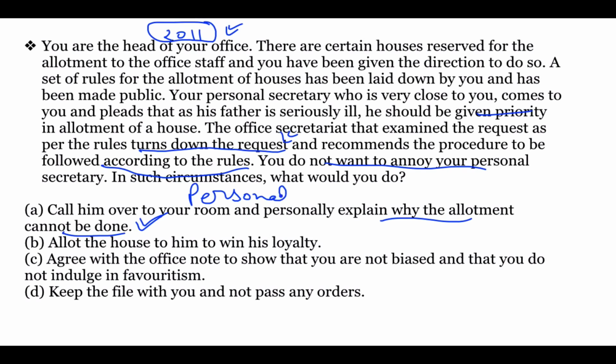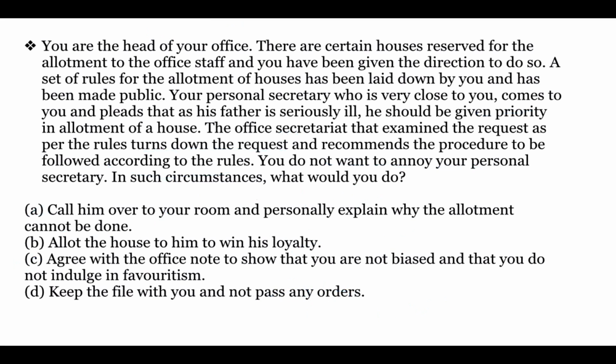The person does not feel bad, plus you also follow the rules. So this is the best option, A. Allot the house to him. This is absolutely wrong. This is dishonest and illegal. Agree with the office note to show you are not biased. This is very important. You should be unbiased, fair and justice should be delivered. So C is also an answer. So the answer is A or C, and this shows inaction and cowardice on your part.